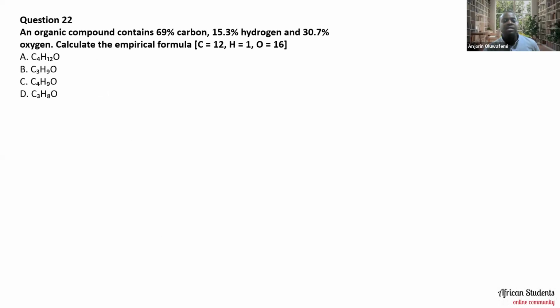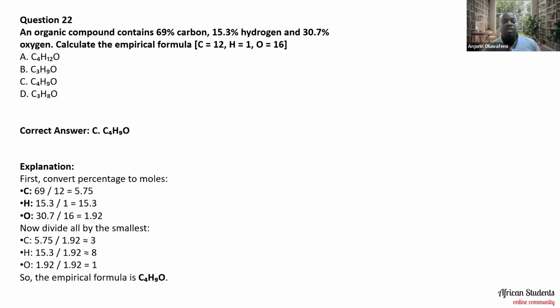So an organic compound contains 69% carbon, 15.3% hydrogen, and 30.7% oxygen. Calculate the empirical formula. Is it option A, option B, option C, or option D? The answer is option C, C4H9O. And how did we arrive at that? First, convert the percentage to moles. So 69 divided by 12 will give us 5.75. 15.3 divided by 1, which is the relative atomic mass, that will be 15.3. 30.7 divided by 16, which is the relative atomic mass of oxygen, that will give us 1.92. So you divide by the smallest, which is 1.92.